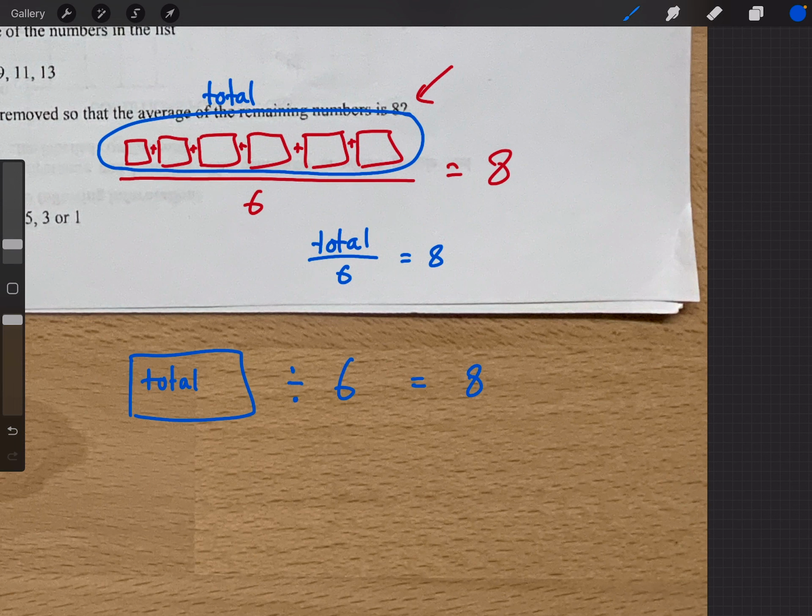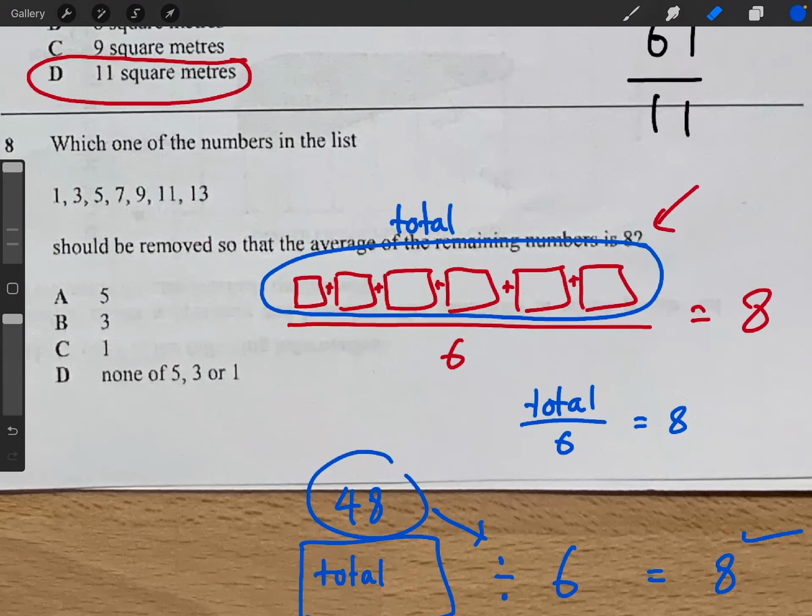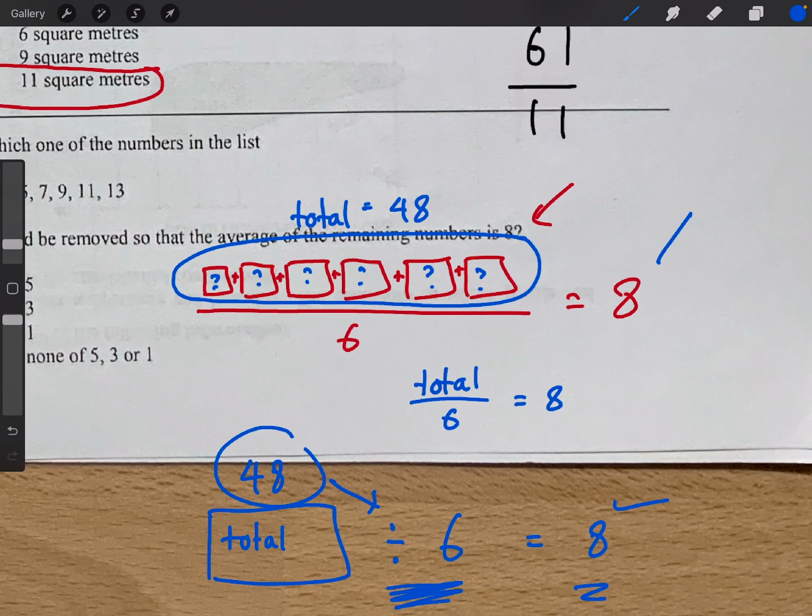Now what number must be divided by 6 to give me an 8? Well, what's 6 times 8? 6 times 8 is 48. So the total must be 48, isn't it? You can think of 48 divided by 6. Does that give me 8? Yes, it does. So the total must equal 48. It means that whatever these 6 numbers are, all of them will add up to 48. They have to, so that the average will be 8.